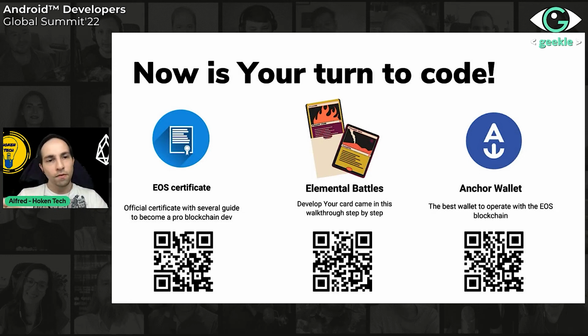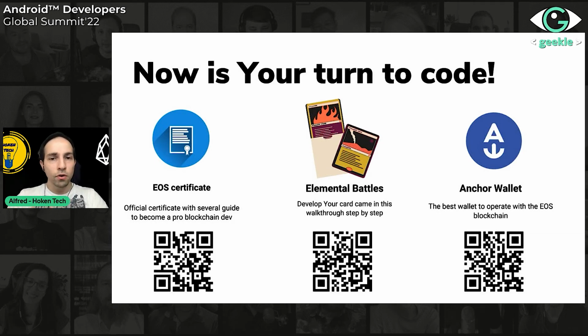Then if you already know how to develop on the EOS blockchain, you can test the Elemental Battle sample, where in this course you understand in 12 points how to develop a blockchain card game. All the code is public, so you can check and test it in your application. So if you have a blockchain card game or something that uses this gameplay, you can copy the code and use it for your project.